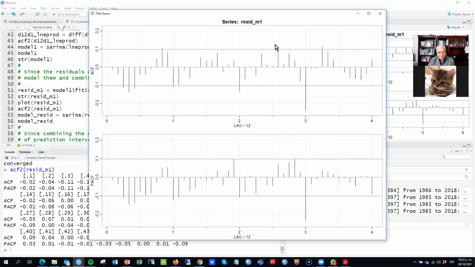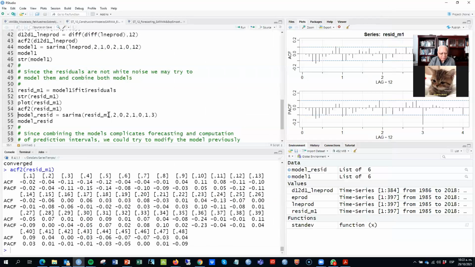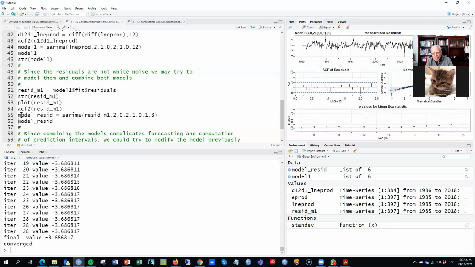Why 1 in the seasonal part? Because we have one significant lag here between 3 and 4, and the same thing is happening here at 3 and 4. So that's why I consider 1 here. Okay, let's see how this model fits. The model is not a perfect fit, but it more or less fits. The p-values are very small here, but the ACF looks very reasonable.